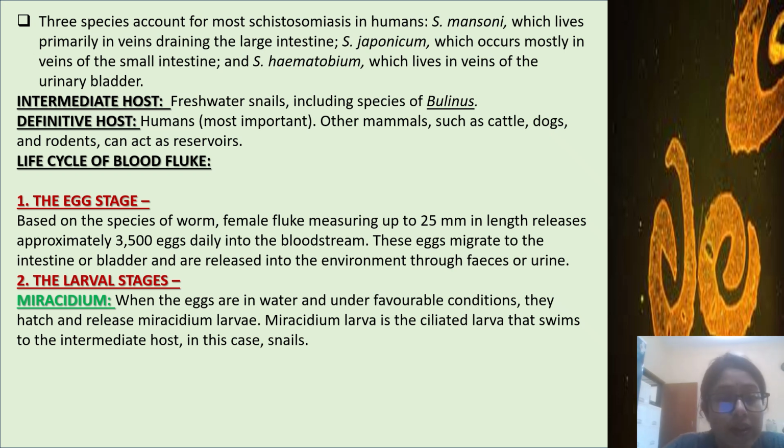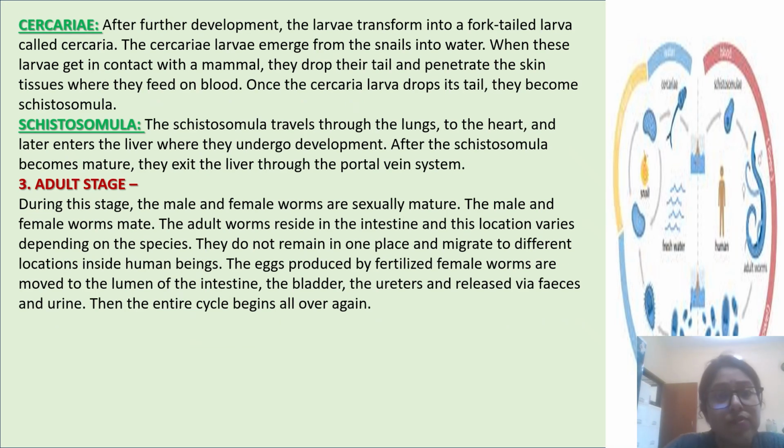First, miracidium. When the eggs are in the water and under favorable conditions, they hatch and release the miracidium larva. Miracidium larva is the ciliated larva that swims to the intermediate host, in this case snails. Next, cercaria larva. After further development, the larva transforms into a fork-tailed larva called cercaria. The cercaria larva emerges from the snails into the water. When these larvae get in contact with a mammal, they drop their tail and penetrate the skin tissues where they feed on blood. Once the cercaria larva drops its tail, it becomes schistosomula.